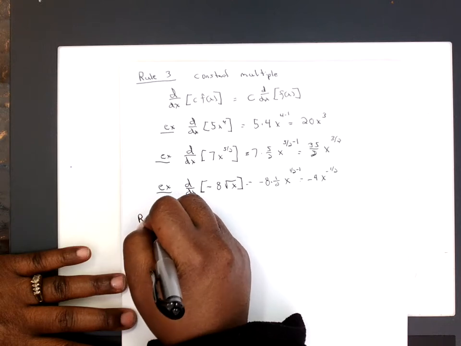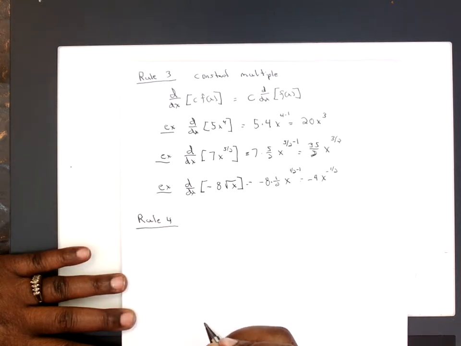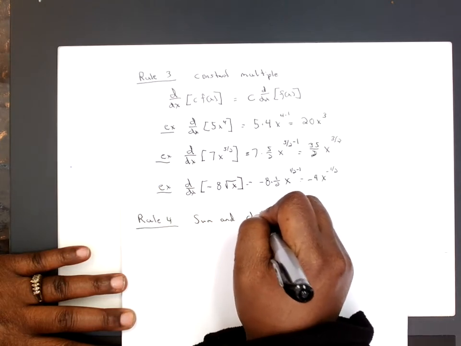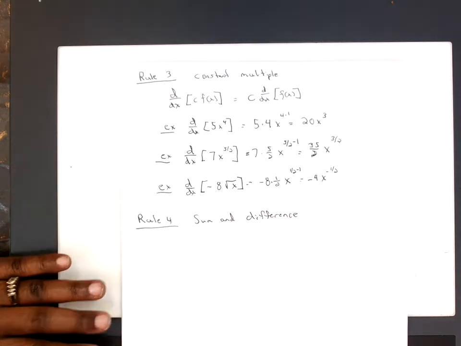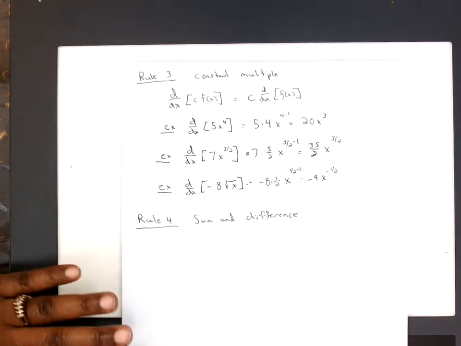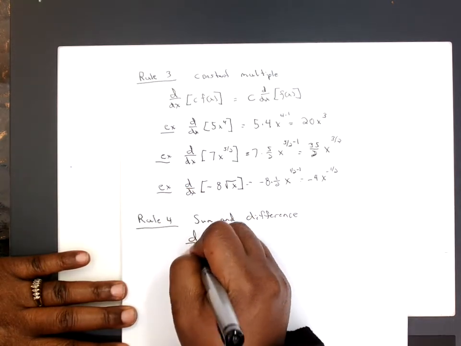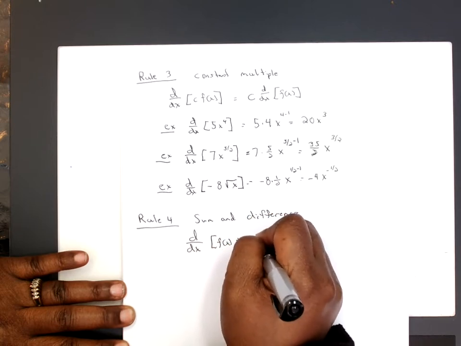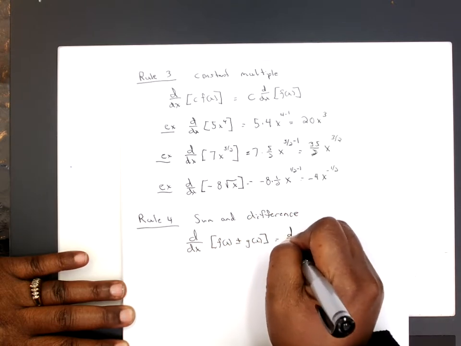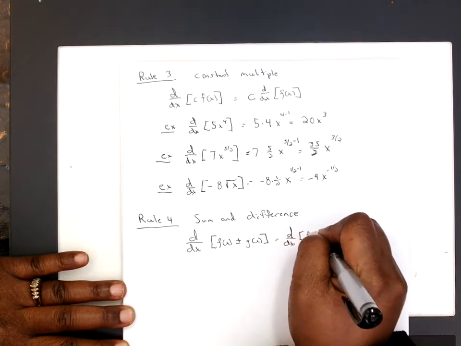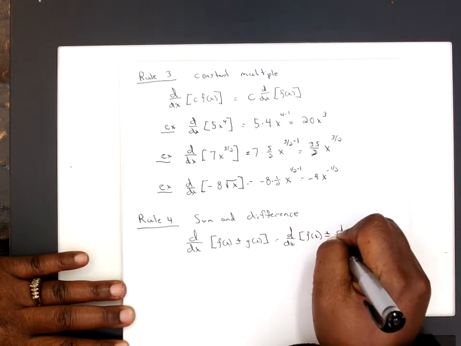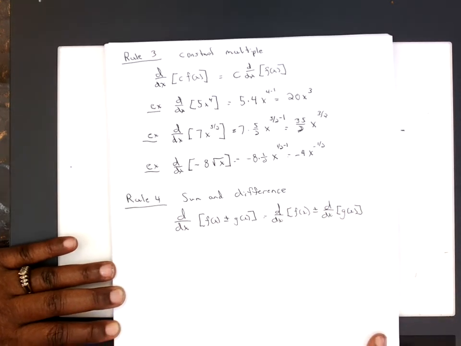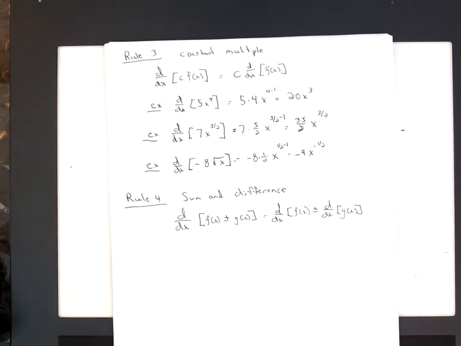And then the last rule for this section is rule number 4. And that's the sum and difference. So if I have a bunch of terms, I really just take the derivative of each term separately. So, different terms, just focus on each one separately.